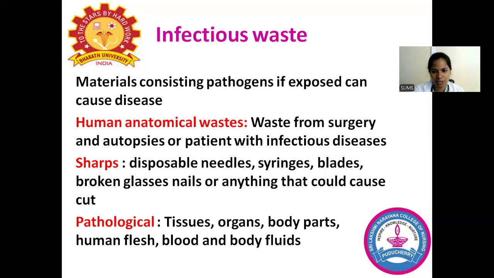Human anatomical waste, that is waste from surgery, autopsy, or patients with infectious diseases, contributes to anatomical waste. Sharps, such as disposable needles, syringes, blades, broken glass, nails, or anything that could cause a cut, come under the group of sharps. Pathological waste includes tissues, organs, body parts, human flesh, blood, and body fluids. So these are said to be infectious waste.